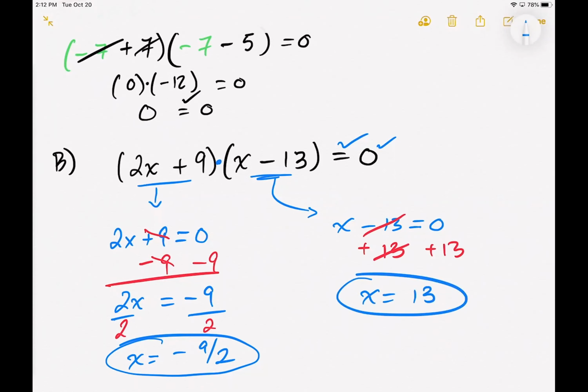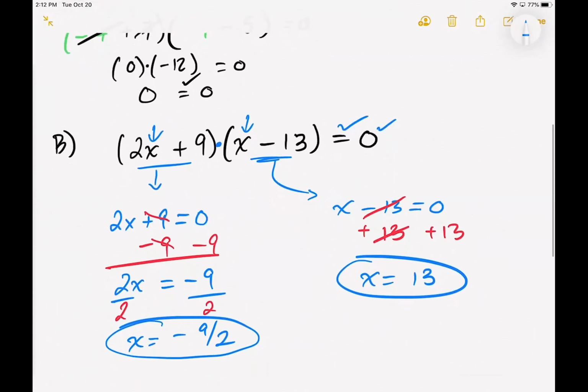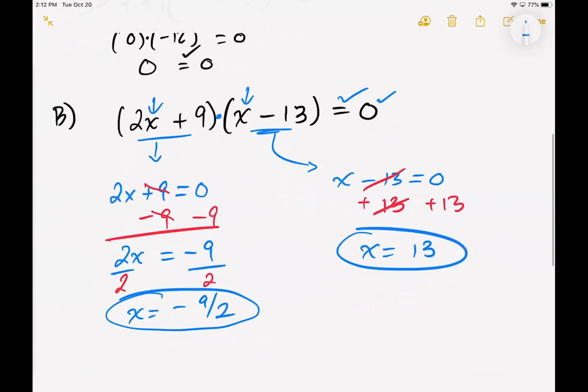And if you are in doubt, you can plug this item in for your x, right? Plug in 13, take away 13, you get 0. It doesn't matter what the other item is. One of them is equal to 0, so the whole thing is equal to 0. If you plug -9/2 in here, you will see that the parenthesis will be 0. And it doesn't matter what the other item is. One of them is equal to 0, so the whole thing is equal to 0.